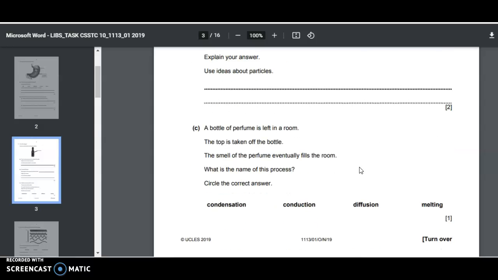2C. A bottle of perfume is left in a room. The top is taken off of the bottle. The smell of the perfume eventually fills the room. What is the name of this process? This process is called diffusion. Now, if you look in, I believe, the year 8 book, diffusion starts on page 70 and 72, and then it goes into Brownian motion.